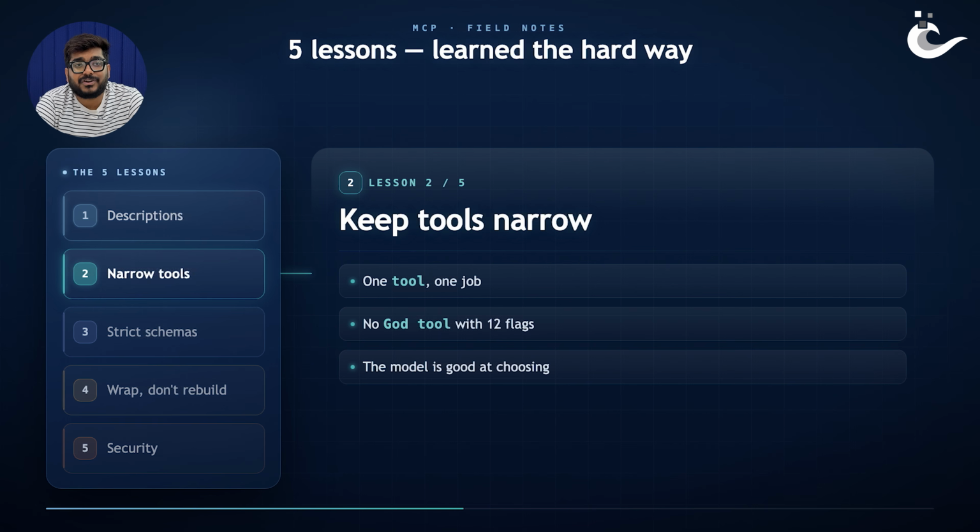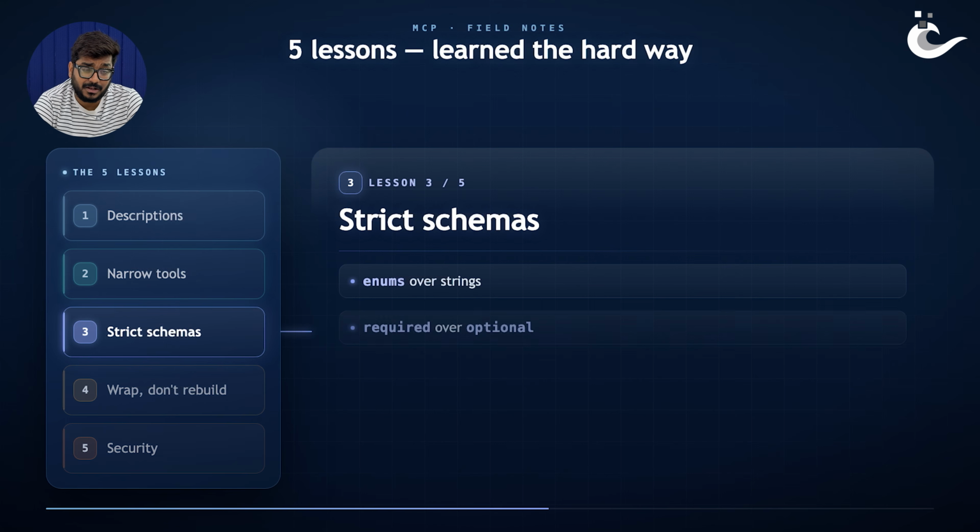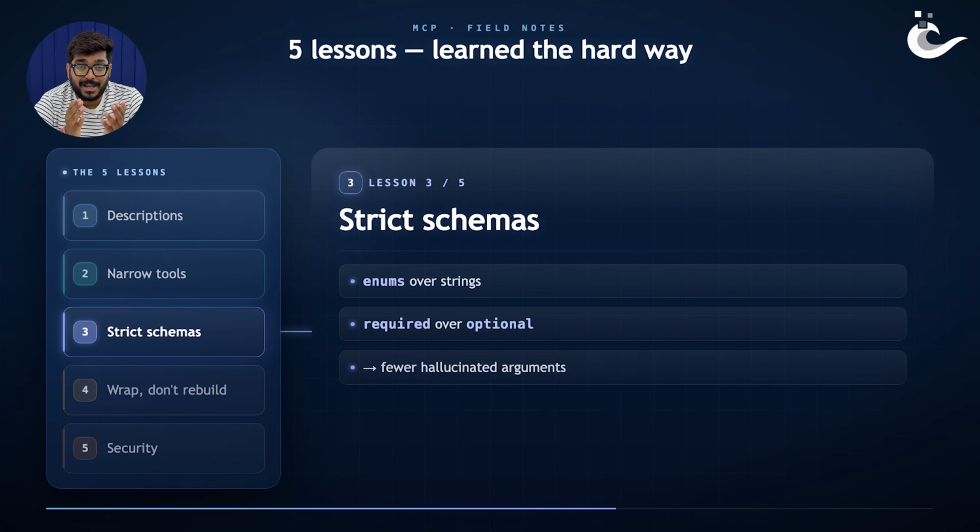Three: strict schemas. Enum over strings, required over optional. The tighter the schema, the fewer hallucinated arguments you will deal with. The model hallucinates. Even the most intelligent model will hallucinate if you don't define what a tool should do. So make strict schemas and make the tool better.